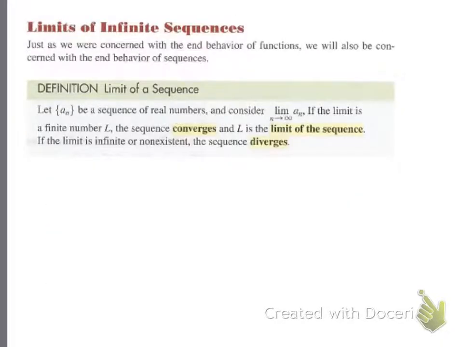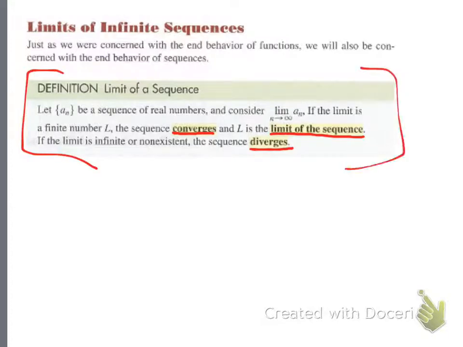Okay, limit. This is really important. So you have a sequence. If we take the limit as n approaches infinity of a sub n, and the limit is a finite number L, so if the limit is a number, that means that the sequence converges. And then L would be the limit of the sequence. If the limit is infinite or nonexistent, then the sequence diverges. It's a very important thing right there.